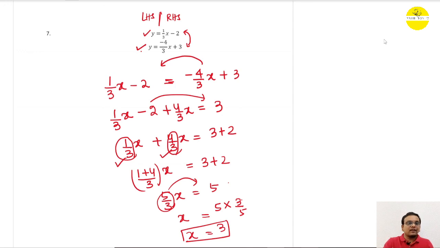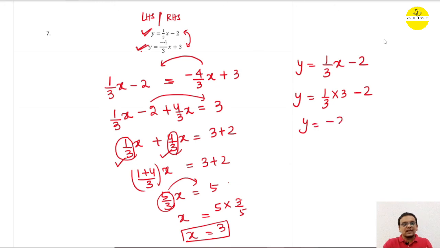Then how to find the value of y? Simple. Take any one equation, put the value of x, get the value of y. For example, I'm taking the first equation, that is y is equal to 1 over 3 x minus 2. So y is equal to 1 over 3, x we have 3, minus 2, and 3 times 3 you can cancel this off, because this becomes 1. So 1 minus 2, and yes, I am getting 1 minus 2 is equal to minus 1.